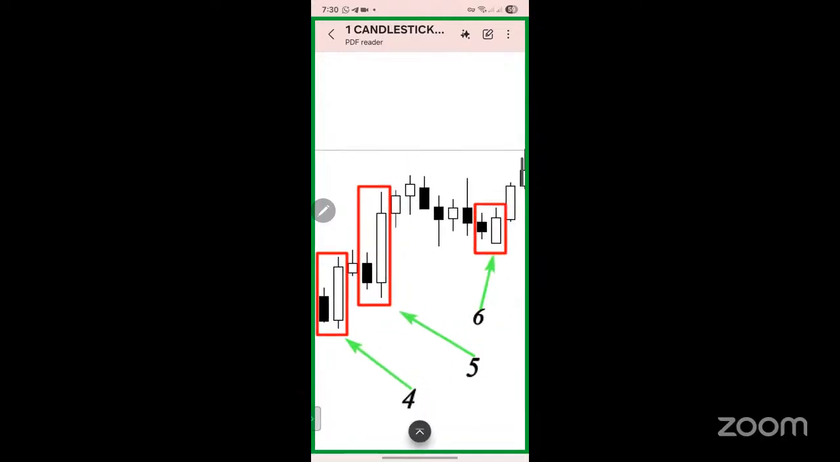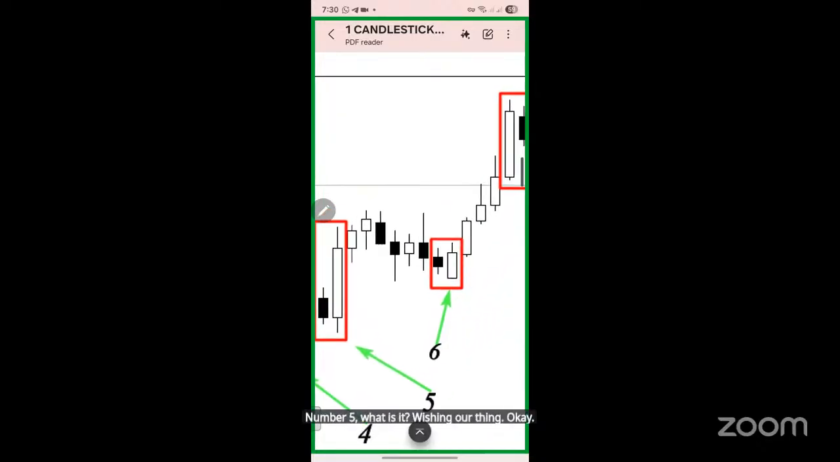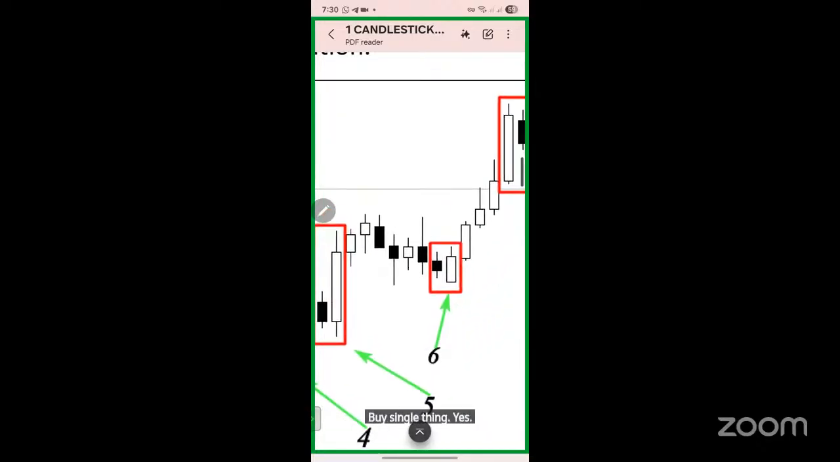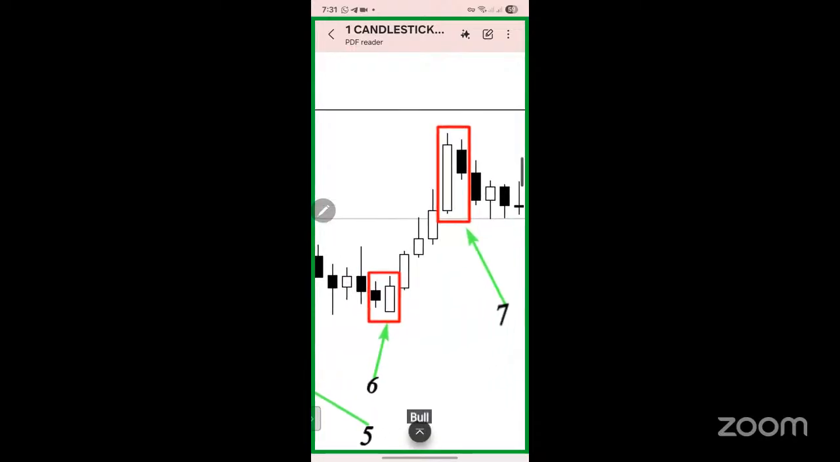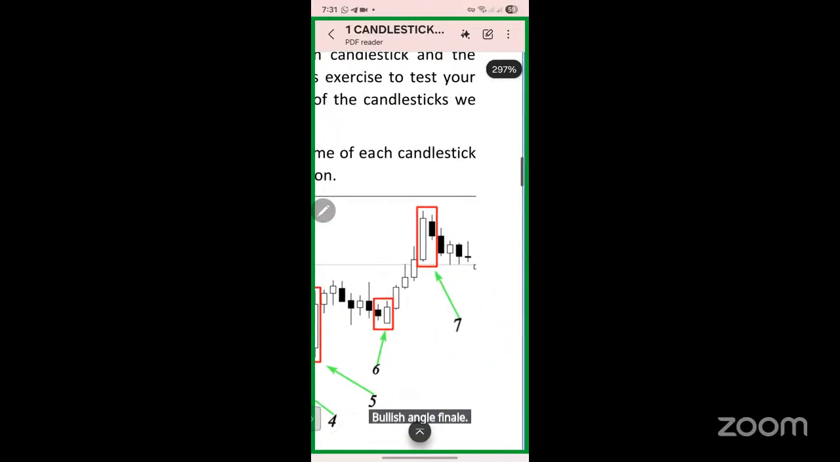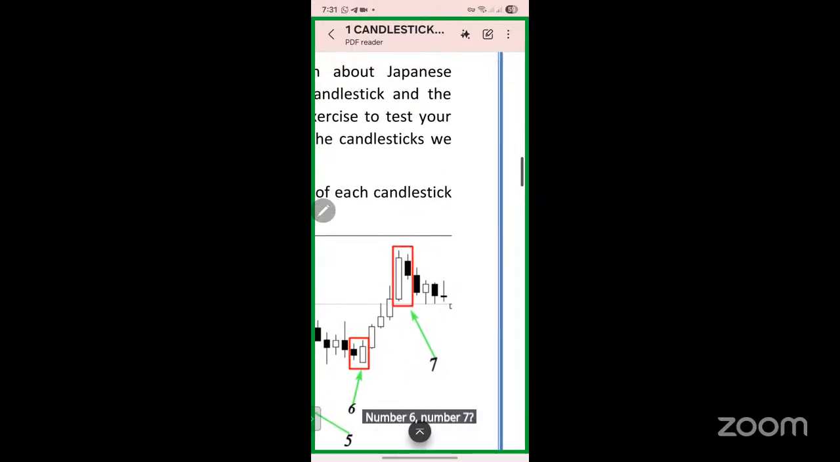Look at number 5. Bullish engulfing also. Okay, thank you very much. Number 6. Bullish engulfing. Number 7. Bearish Harami. Thank you very much.